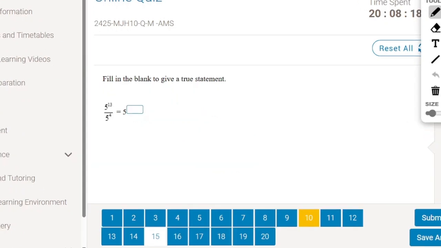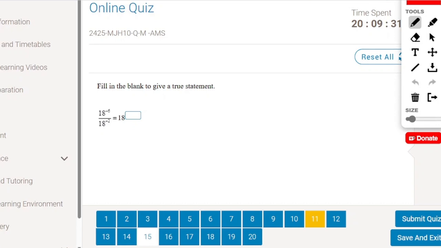Fill in the blank to give a true statement. 5 power of 13 divided by 5 power of 4 equal to, so 13 minus 4 equal to 9. So the answer here will be 9. 13 minus 4, because when we flip this to the numerator, the 4 will be minus 4, so it will be 9.